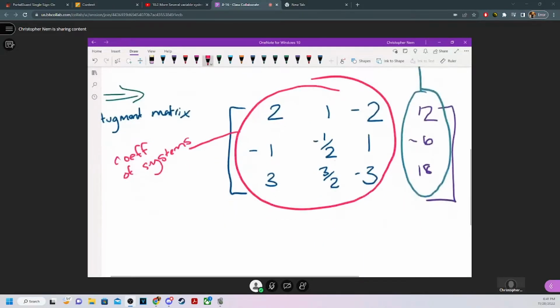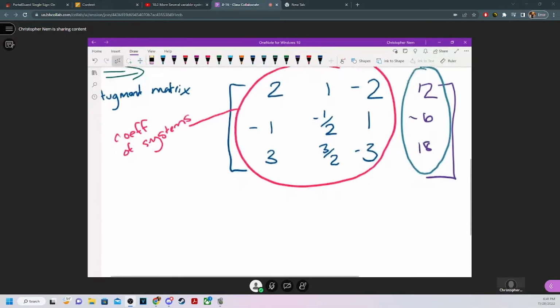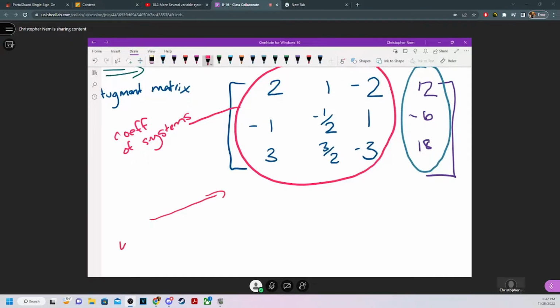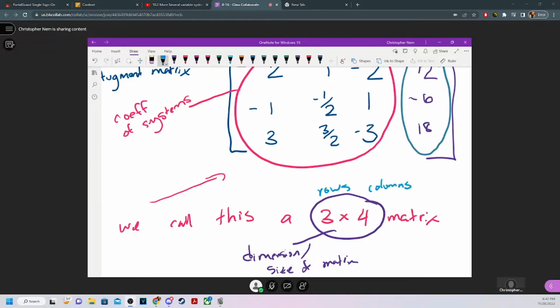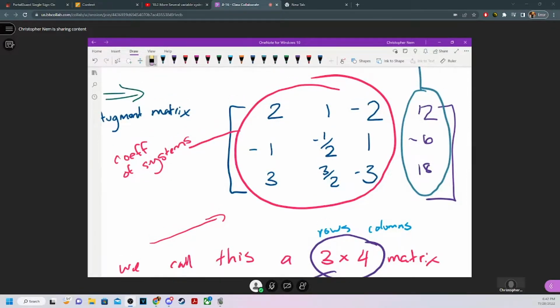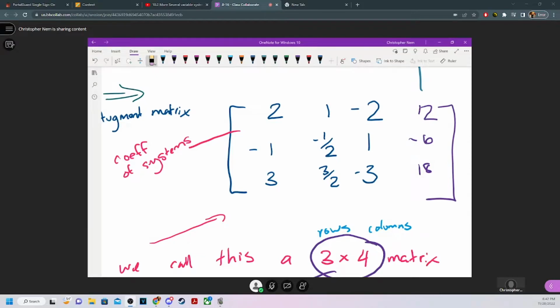Now, in particular, you need to know the terminology with these matrices. In this case, we call this a 3 by 4 matrix. This is known as the dimension or size of the matrix. And it is always given in terms of rows versus columns. We have 3 rows in our matrix, and we have 4 columns. So we call it a 3 by 4.